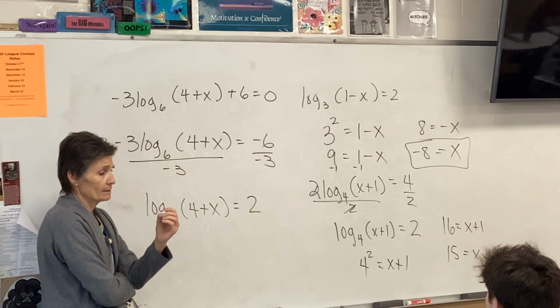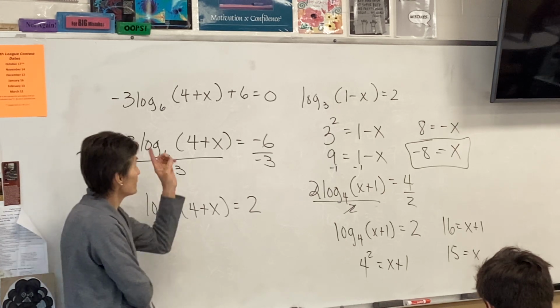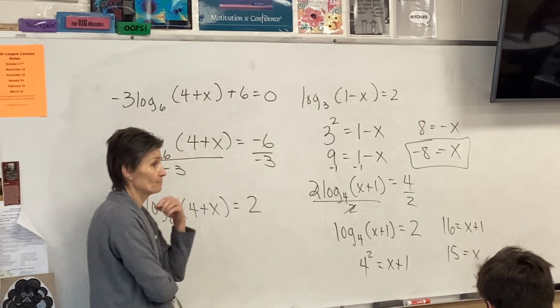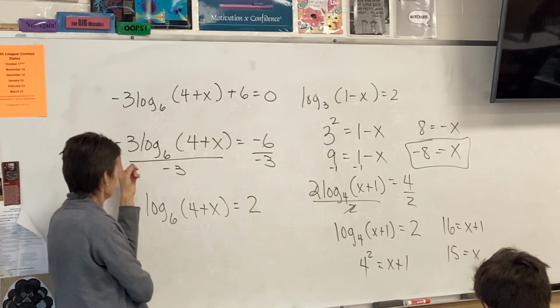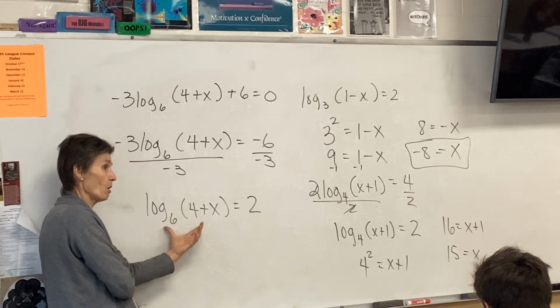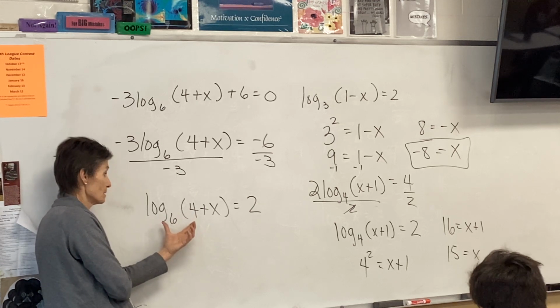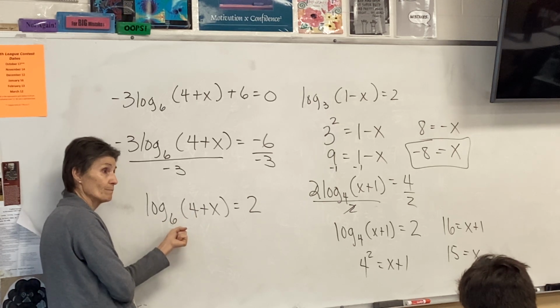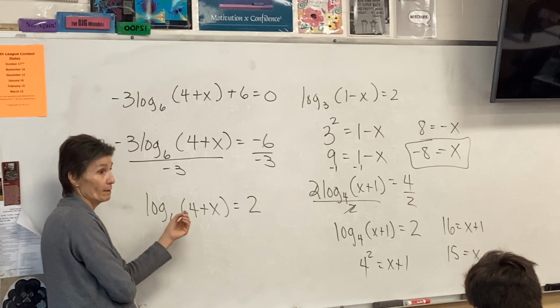Now, look at that carefully. Does that make sense to you? I moved the 6 to the other side. I divided by -3. And now I have my log all by itself. There's nothing attached to it. For these problems, do we always have to have a number on both sides of the equal sign to be able to solve it? If you're gonna solve it, you do, yeah.